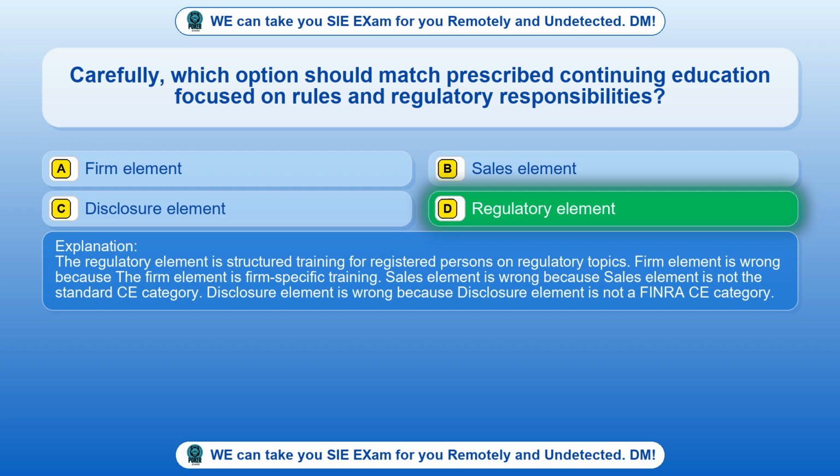The regulatory element is structured training for registered persons on regulatory topics. Firm element is wrong because the firm element is firm-specific training. Sales element is wrong because sales element is not the standard CE category. Disclosure element is wrong because disclosure element is not a FINRA CE category.